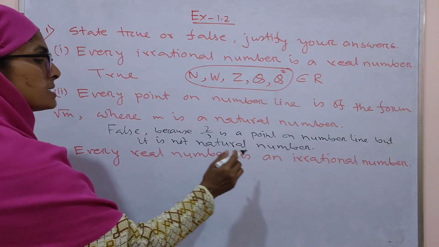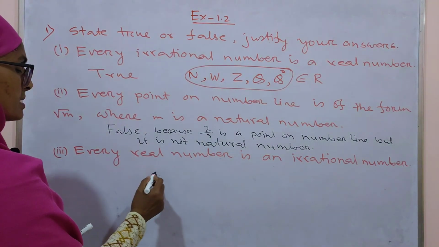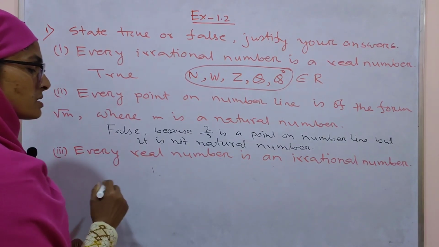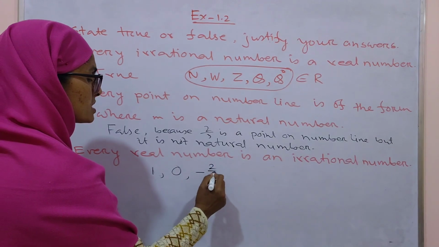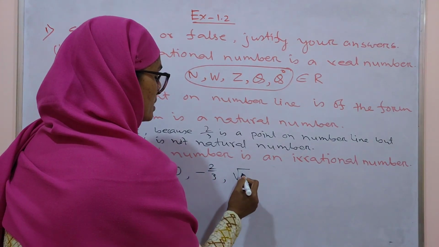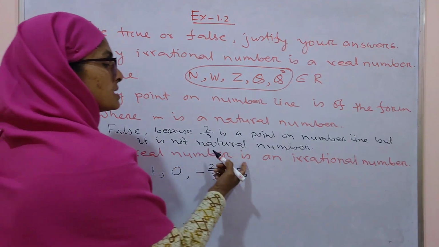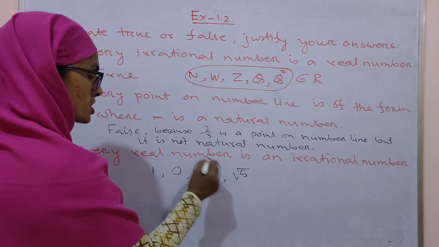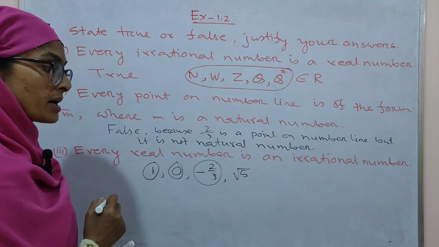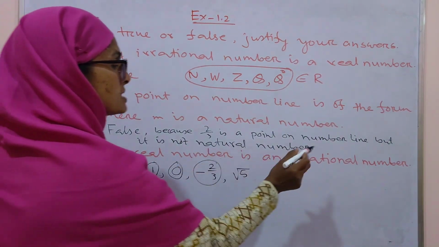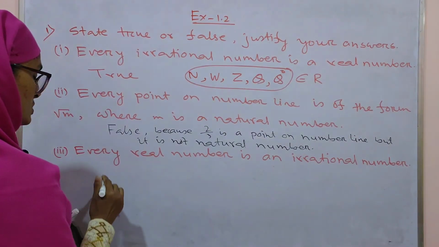Every real number is an irrational number. Every real number, say 1 is also a real number, 0 is also a real number, minus 2 by 3 is also a real number, root 5 is also a real number. Here it is given that every real number is an irrational number. But this one is not irrational, this one is rational, this one is a whole number, this one is a natural number. So this one is false.